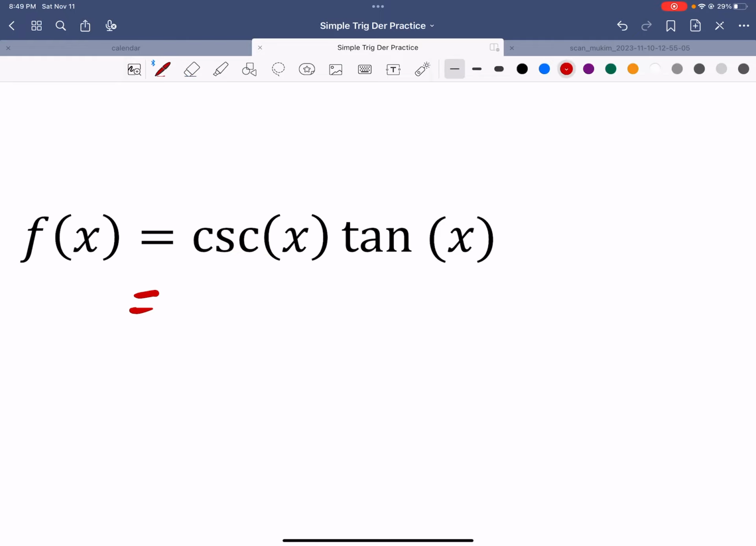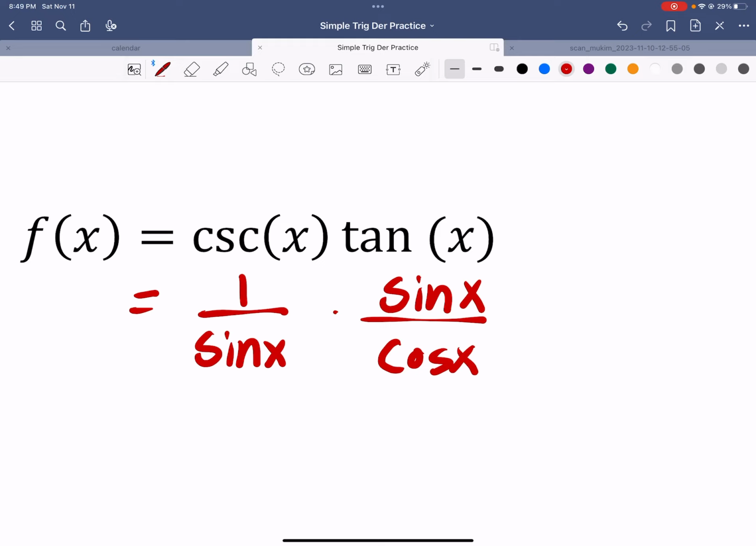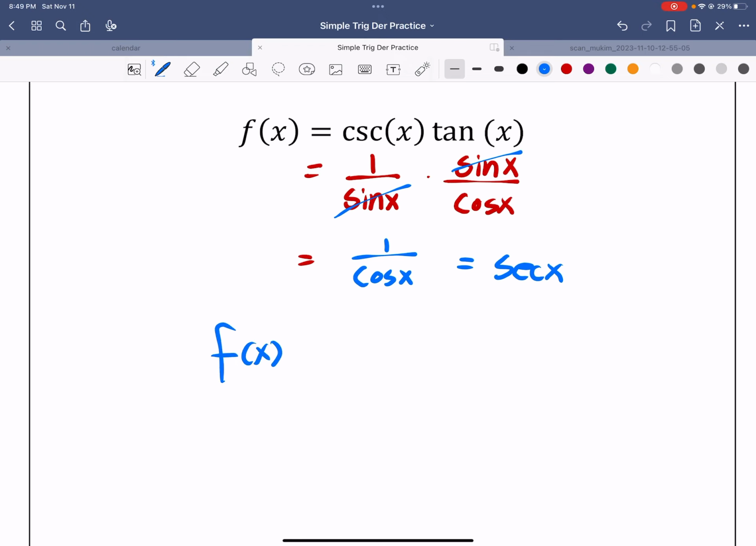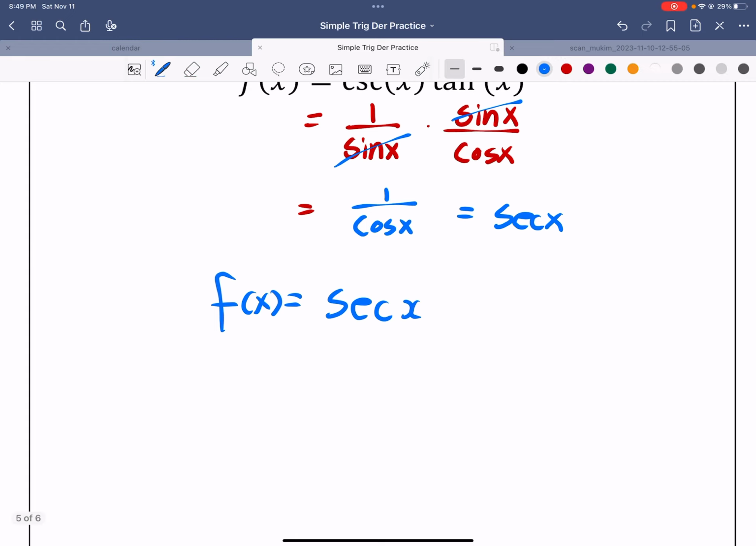Cosecant is 1 over sine x, and tangent x is sine over cosine. And as you can see, these two can be canceled out. So this, in fact, is just 1 over cosine of x, which means secant x. Okay? So the only thing that I really have to do is derive secant x. So let's do this one. Derivative of secant x is secant x times tangent x.